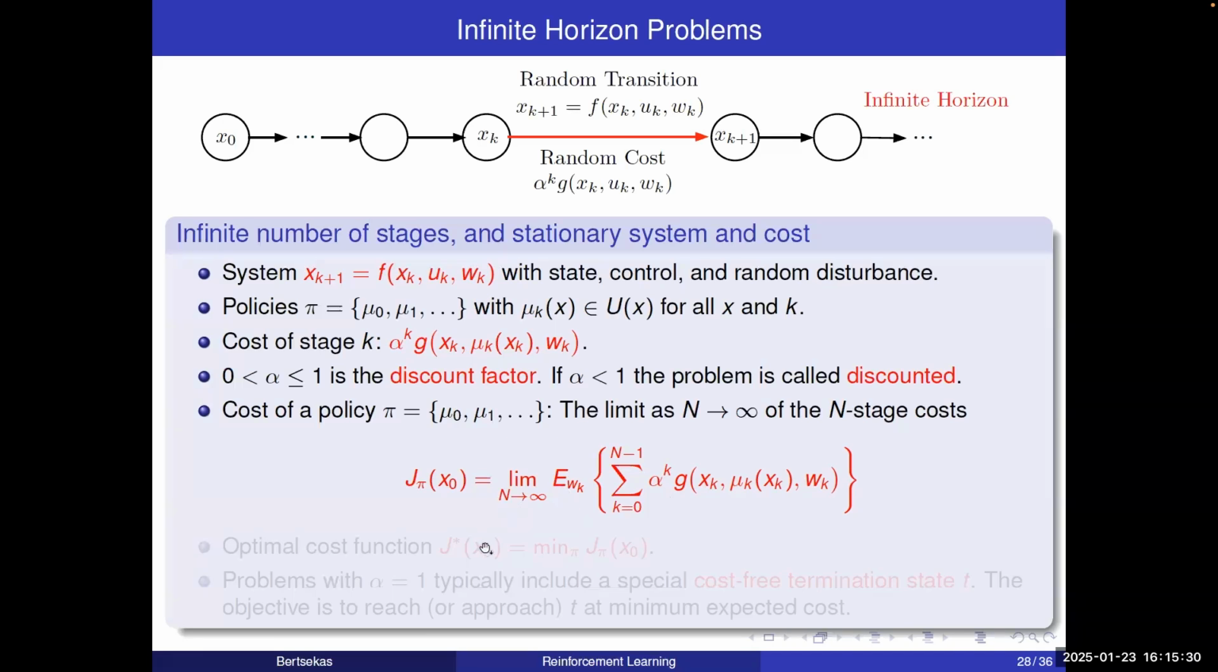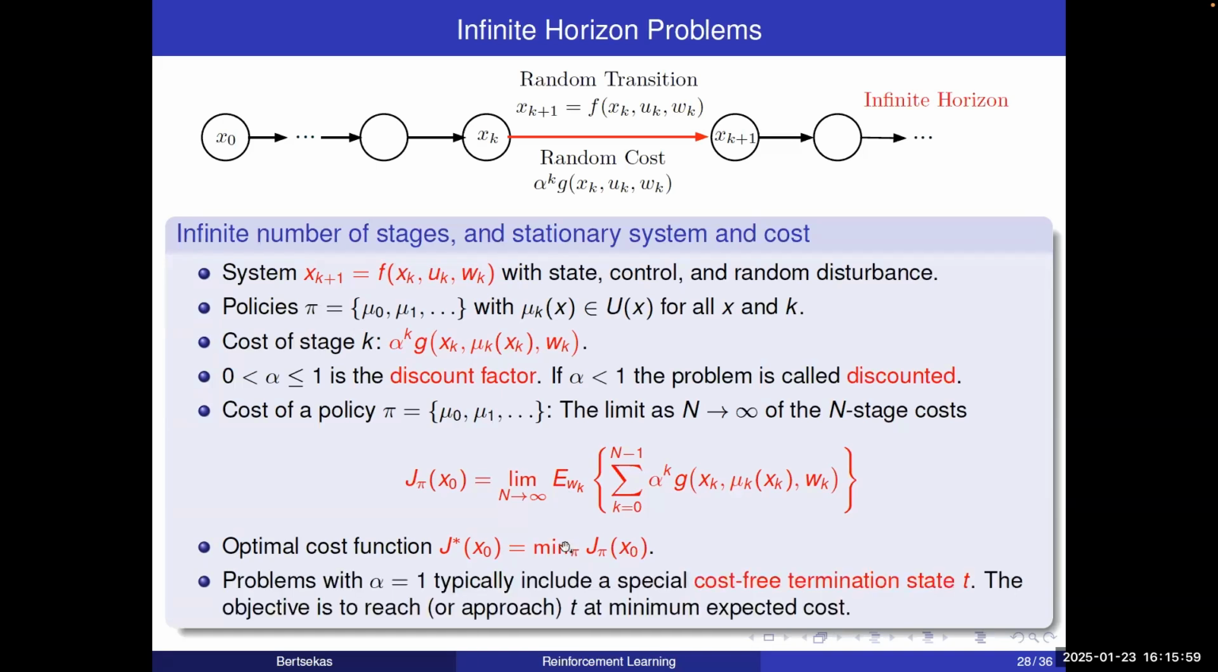Similar to the finite horizon problem, our focus is to find the optimal cost function, J star of x0, which is minimizing over all pi. Recall that each pi is a sequence of functions. We want to find, among all those infinite-length sequences of functions, the one that minimizes the cost.